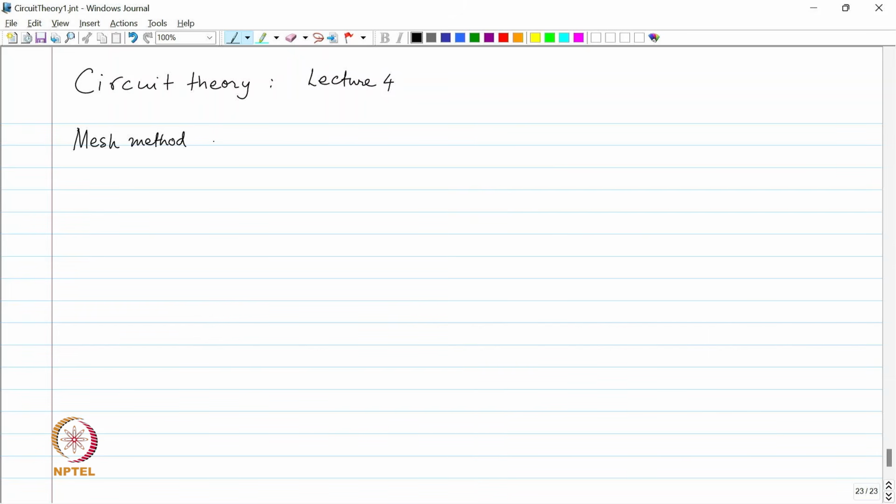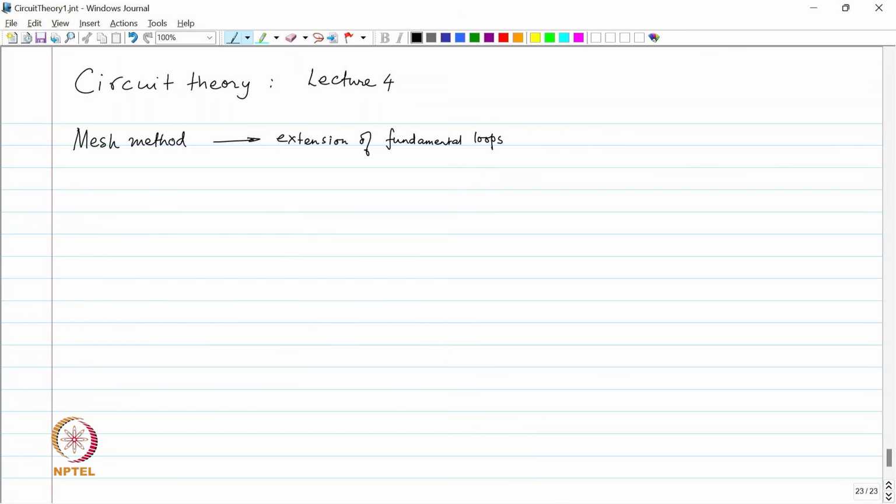This is an extension of what? Fundamental, which one? Loops. That one was using cut sets, this is going to use loops. All right. So, this is an extension of fundamental loops.